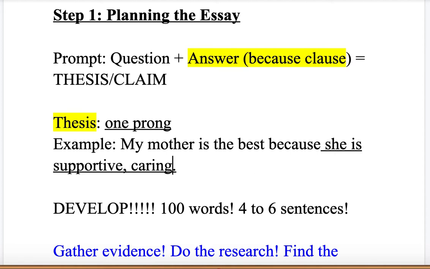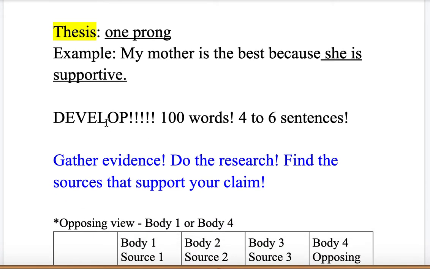So for my class and for the FSA, all you have to do is focus on one prong. Let's do one why. Okay? So you have your one why. You're going to be successful on this essay because you will spend time developing your one why instead of trying to use 3 whys and they're not fully developed.